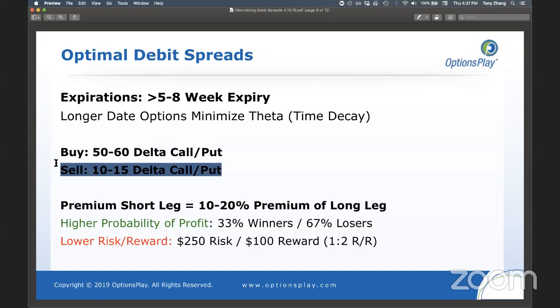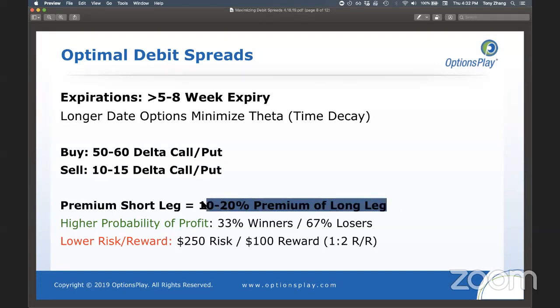And lastly, once you use this type of setup, where you're buying about a month and a half to 2 month out option, buying a 50 to 60 delta call or put and selling a 10 to 15 delta call or put against that, what you're generally going to find is that the premium of the short leg, meaning the amount of money you receive by selling that 10 to 15 delta option, will be roughly around 10 to 20% of the long leg.